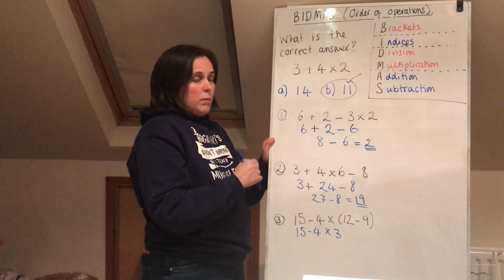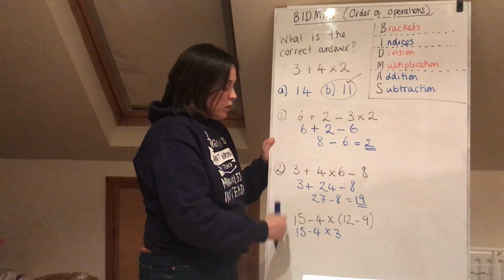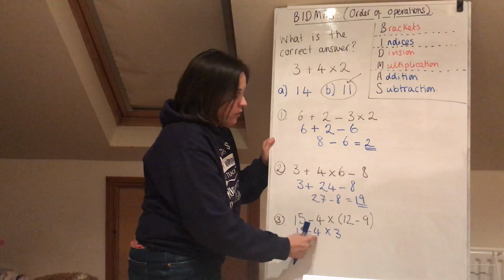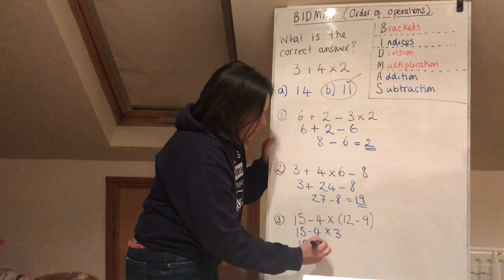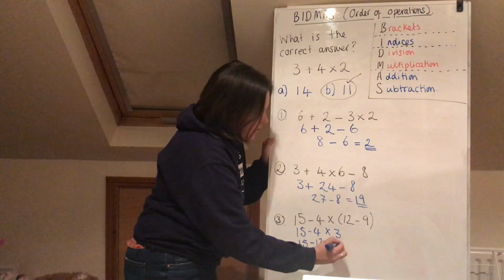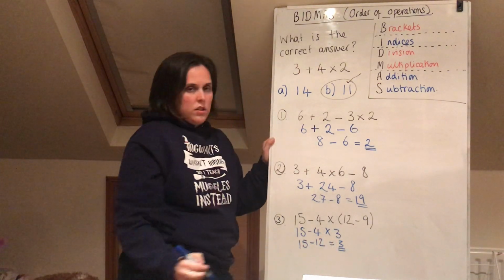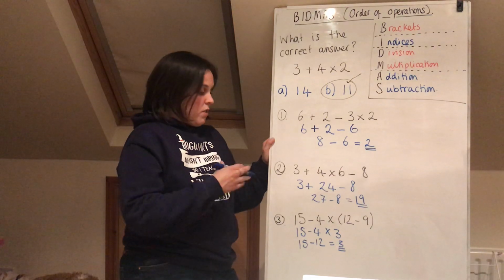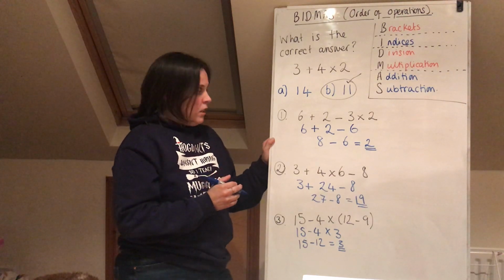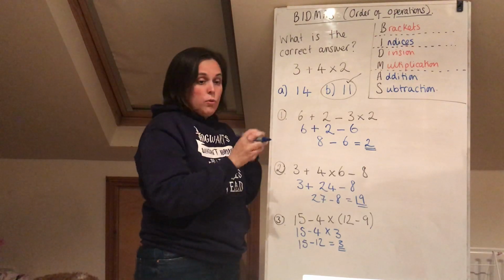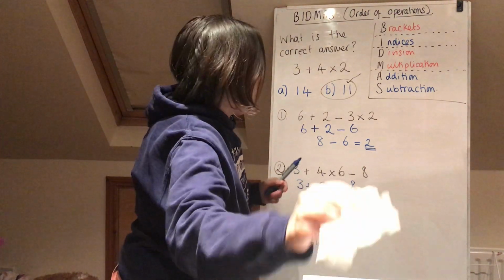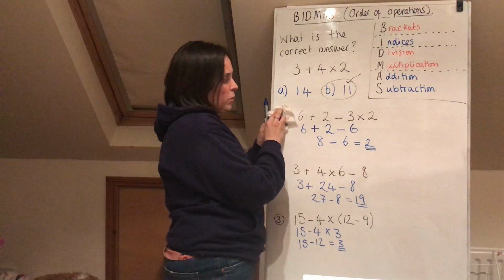On our next line we do the next important operation, which is the multiplication. So 4 times 3 is 12, and we're left with 15 take away 12, and 15 take away 12 is just 3. And so there we have our answer. Okay, so just as I say, each line do a new step and then it keeps it nice and simple.